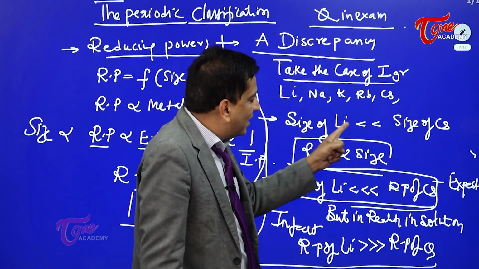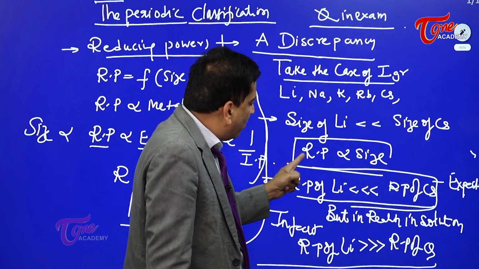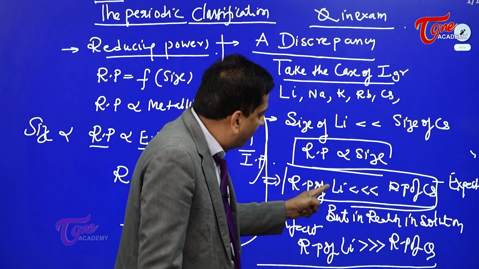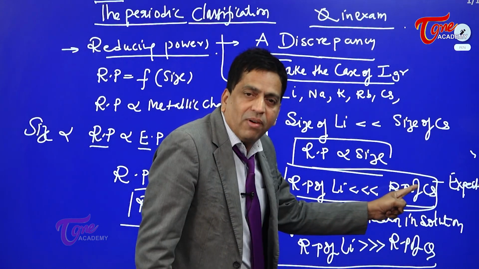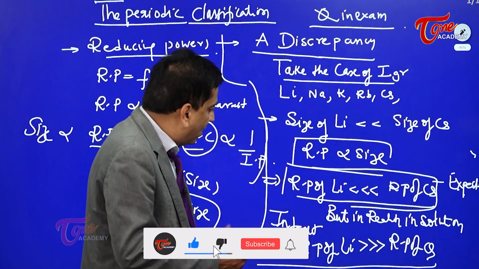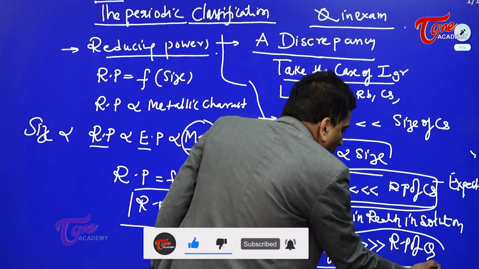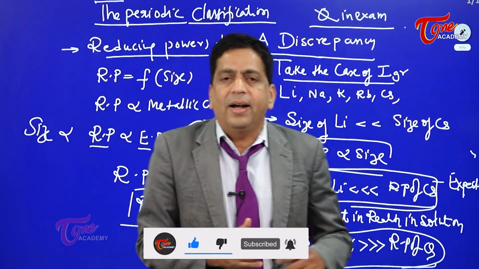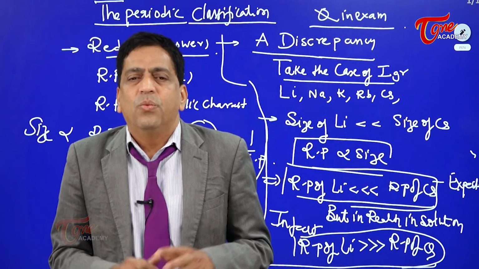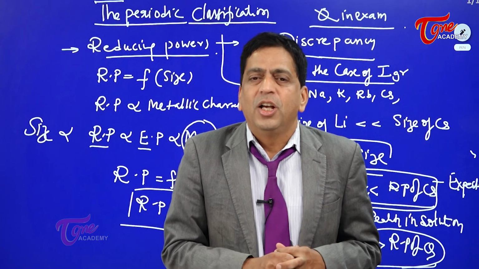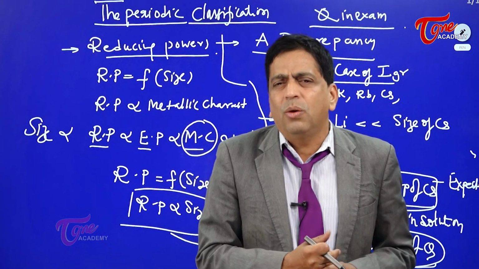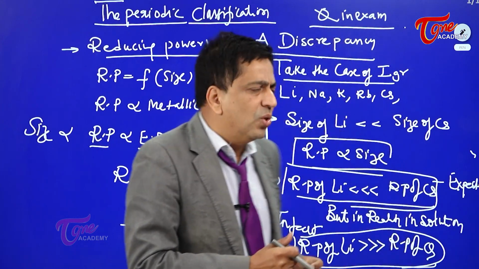And if the size of lithium is less than the size of cesium, then since reducing power is directly proportional to size, we expect that the reducing power of lithium is smaller than the reducing power of cesium, because both are directly related. But in reality, the reducing power of lithium is greater than that of cesium in a medium or solution, and we need to give an explanation why. So let's put the question properly and then explain why such a discrepancy would be happening.